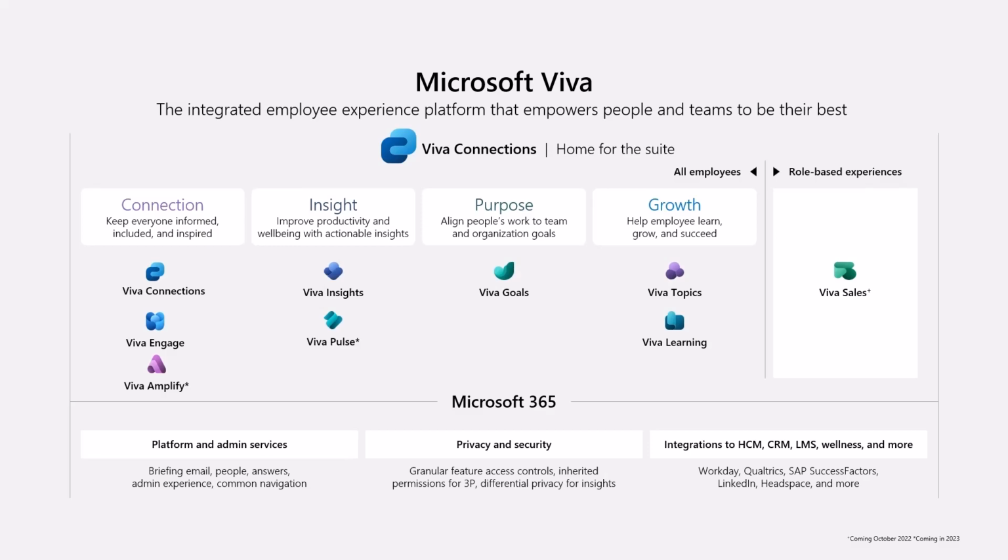Viva Connections plays an important dual role in the suite. First, it is the front door for the home of the suite. You can easily discover and find your way to any of the Viva apps directly from Connections. And second, it provides a surface that brings together news, announcements, conversations, apps, tasks, and resources, all tailored to the unique needs of employees and organizations.